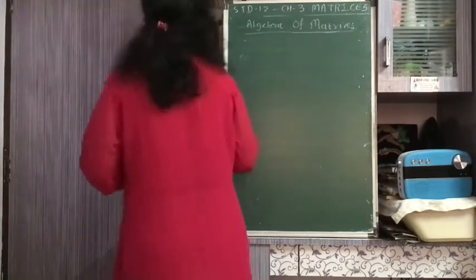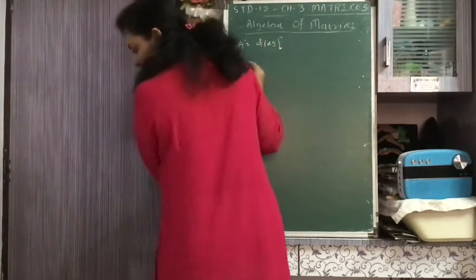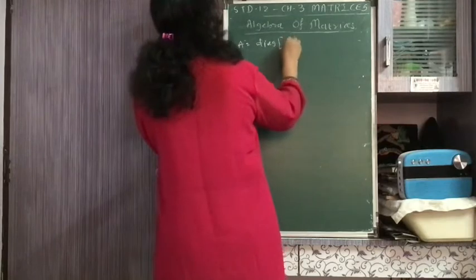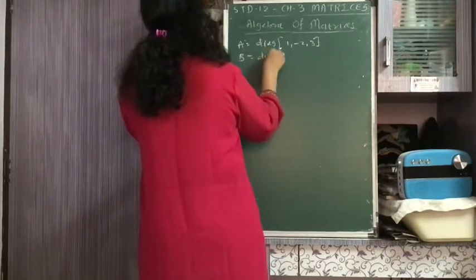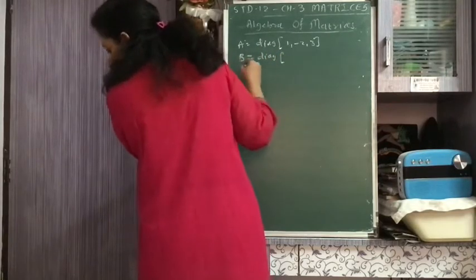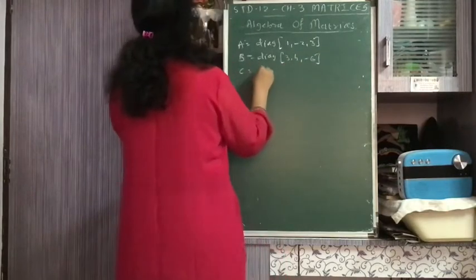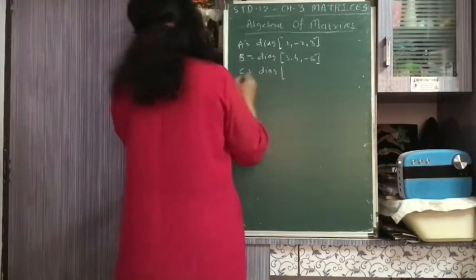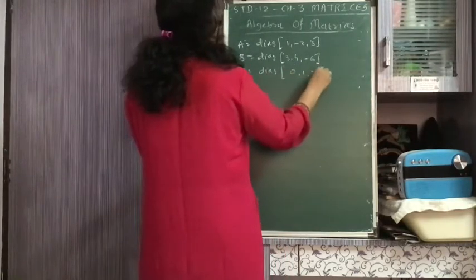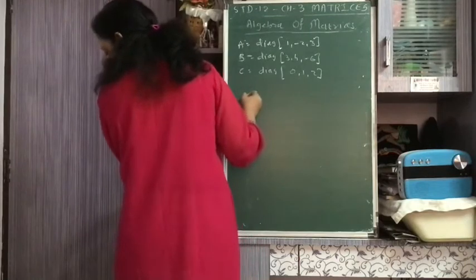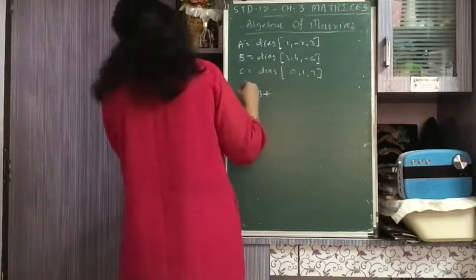Like A is equal to diagonal matrix 1, minus 2, 3. B is equal to diagonal matrix 3, 4, minus 6. C is equal to diagonal matrix 0, 1, 2. Then obtain the resultant of A minus 2B plus 3C.